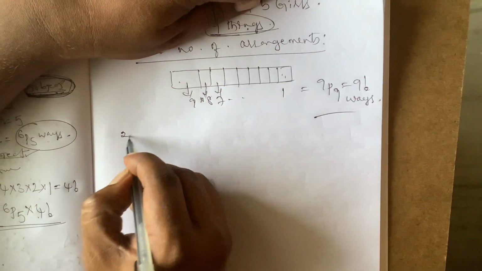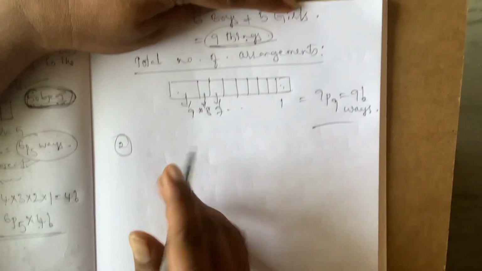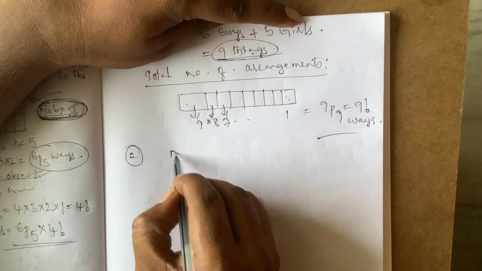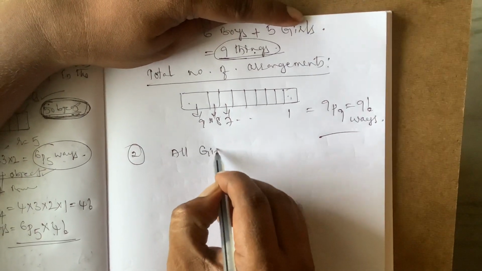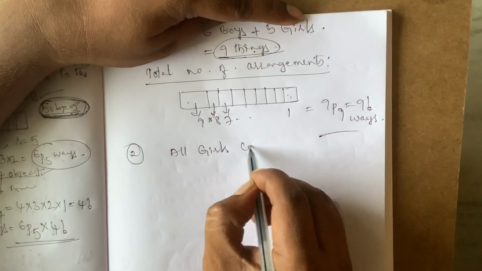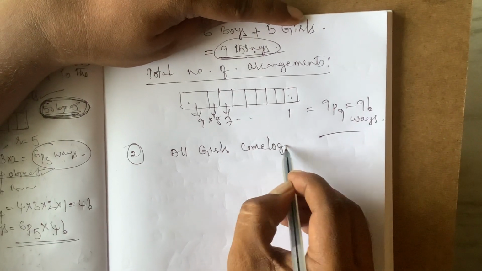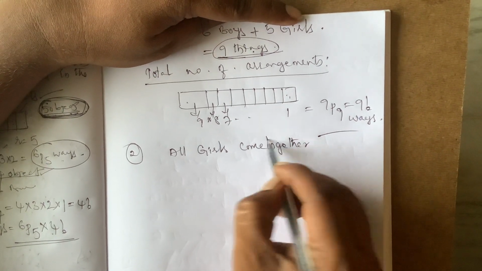Now second bit. Second bit is all girls come together. Very important concept. Listen. All girls come together.